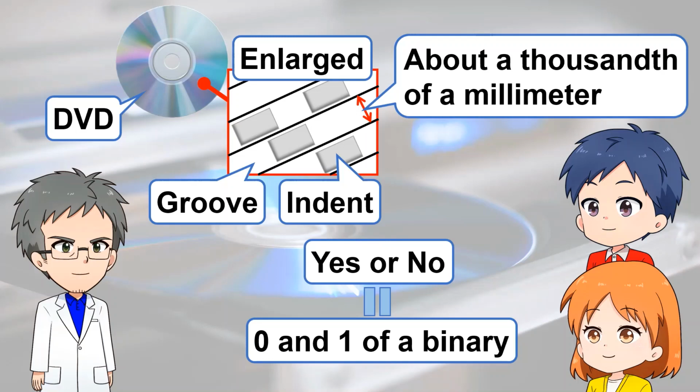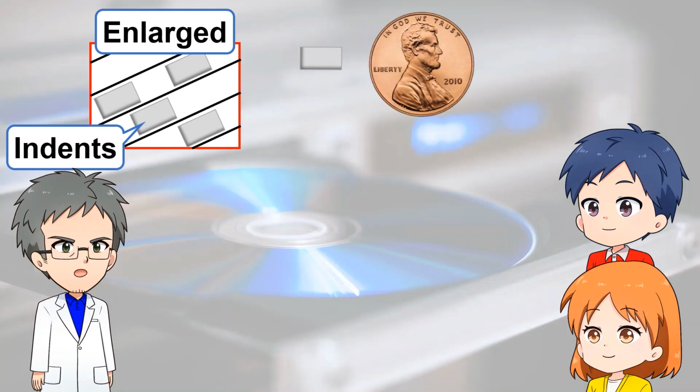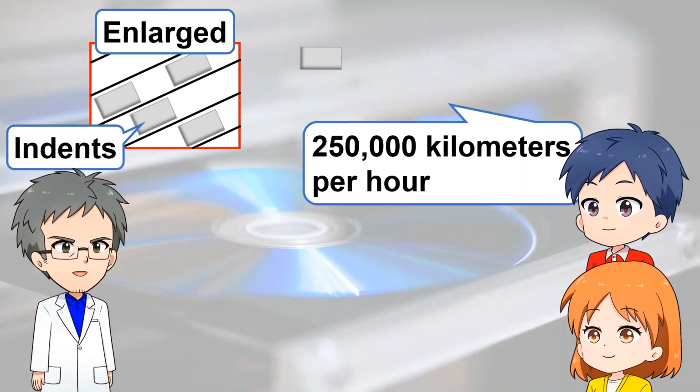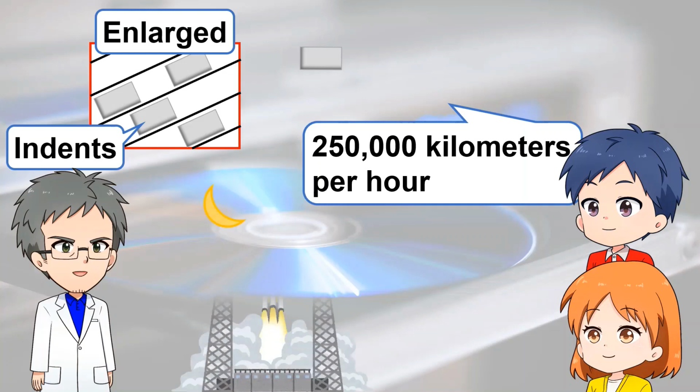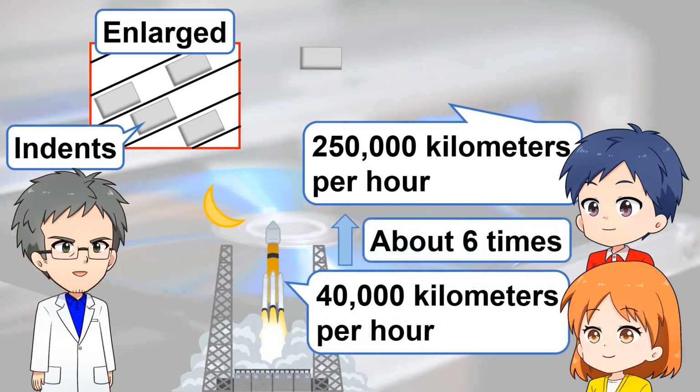That's right. The indents lined up in that groove pass by at a speed of 3.5 meters per second. What if we think of the indents as 1-cent coins, like when we talked about the memory? If a 1/1000th of a millimeter indent is represented as a 1-cent coin with a 2-centimeter diameter, the 1-cent coin will pass by at a speed of 250,000 kilometers per hour. A rocket traveling to the Moon or Mars travels at a speed of about 40,000 kilometers per hour. So it's about 6 times faster than a rocket.